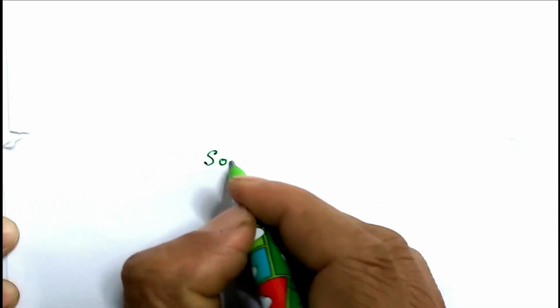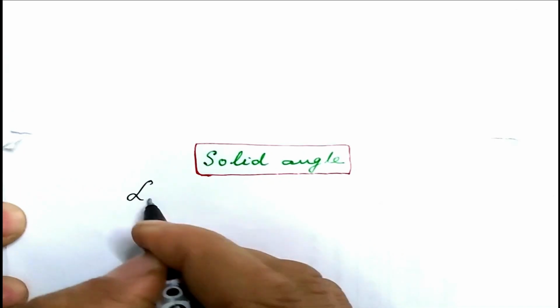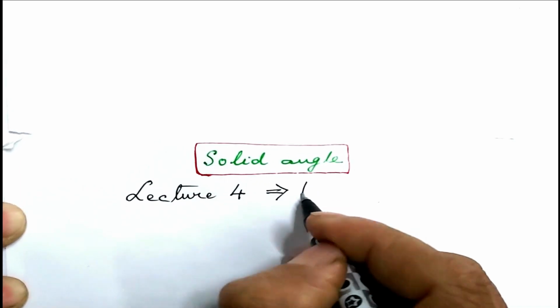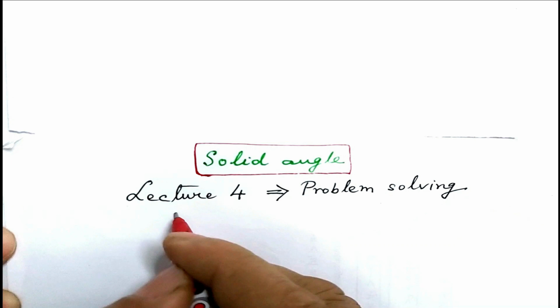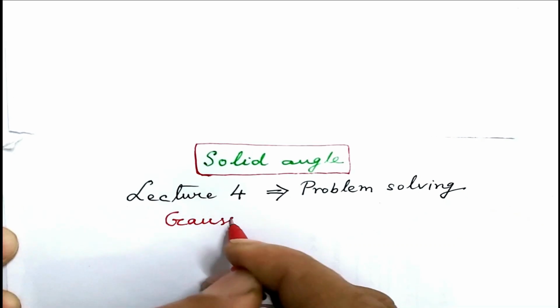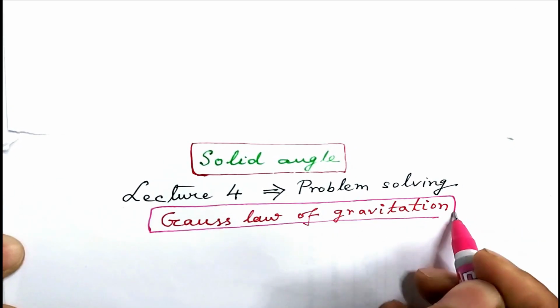This is the fifth lecture of the series of lectures entitled Solid Angle. We addressed a few problems in the previous lecture 4, and in this lecture we shall turn our attention to Gauss' law of gravitation, which is a law of paramount significance.